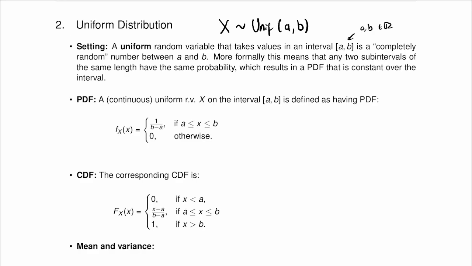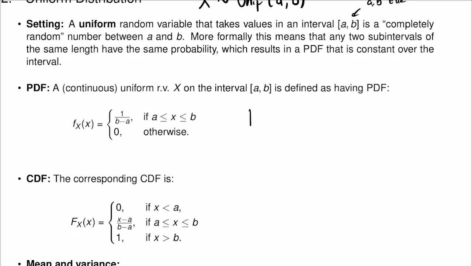Is a completely random number between a and b. More formally, this means that any two subintervals of the same length have the same probability, which results in a PDF that is constant over the interval. The PDF is this one. A uniform random variable x continuous on the interval a and b is defined as having this PDF: 1 over b minus a for values between a and b and 0 otherwise.